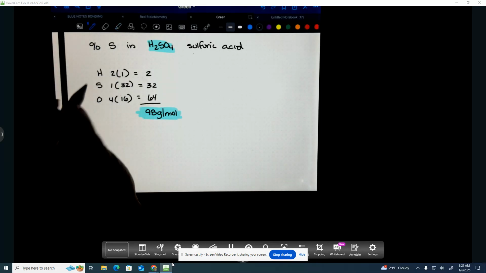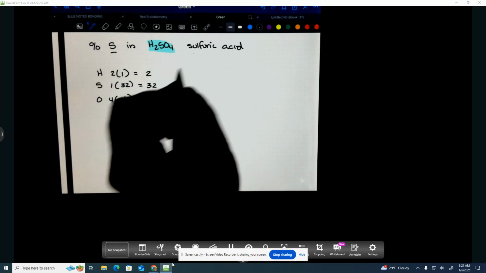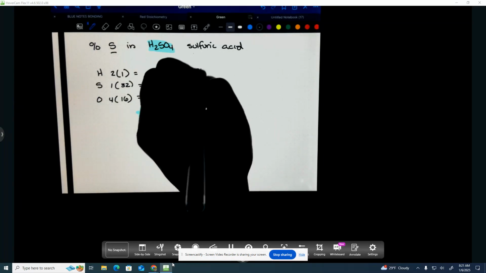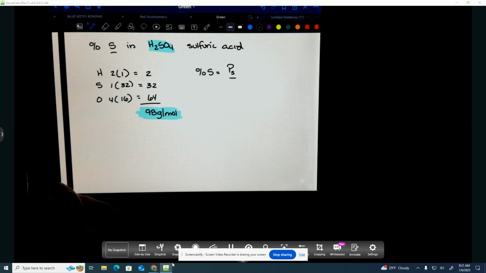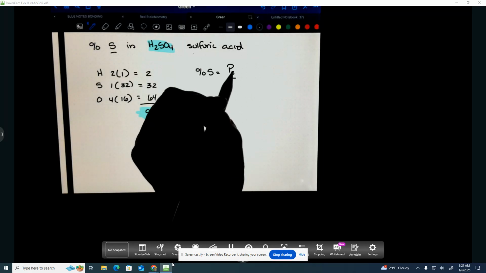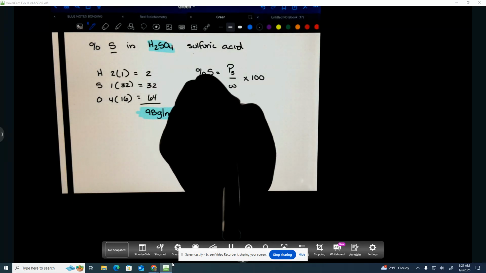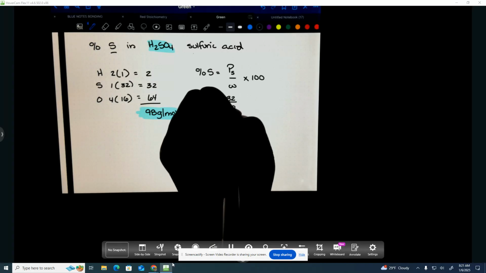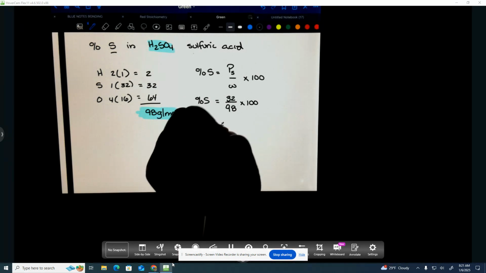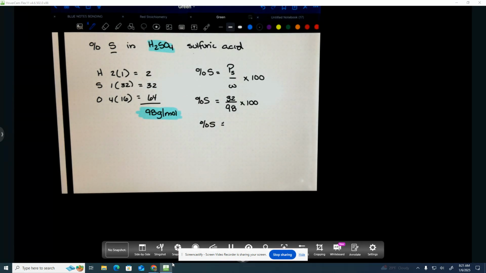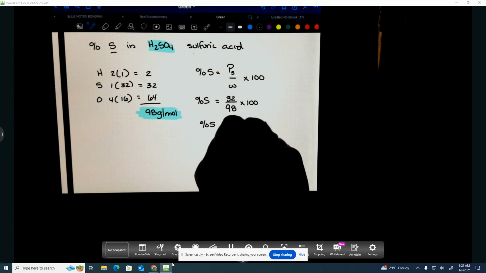Then we want to say, how much does the sulfur weigh out of the whole thing? So the percent of sulfur is going to be the part that's sulfur. I put PS so that I remember it's part of sulfur, divided by the whole thing times 100. 32 divided by 98 times 100. That's going to be the percent sulfur. 32 point something percent? That's about right. 32.7% sulfur.